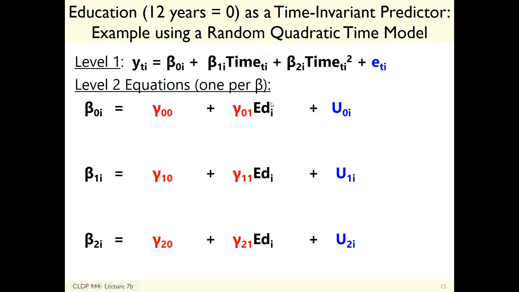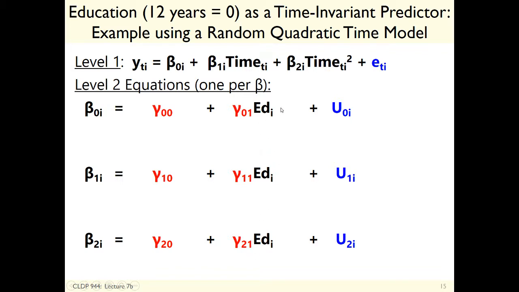Within the fixed effects then, the red terms, the second subscript indicates the order of the predictor within the level 2 equation. So each of these starts with just a fixed effect. If I have no predictors, we call that an unconditional growth model. So the first term here starts with the 0 in the second subscript. Then I have the first predictor of beta 0. This is the first predictor of beta 1. And this is the first predictor of beta 2.